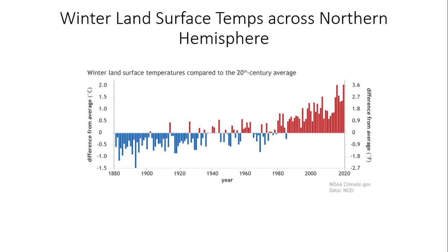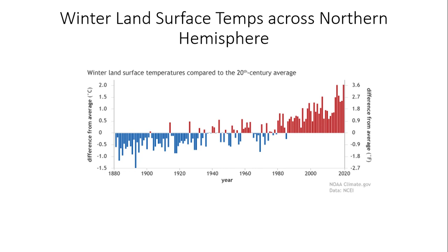Here's a look at the winter land surface temperatures across the entire Northern Hemisphere. So we're talking land. We're comparing this to the 20th century average, and this is in degrees. On the left, we have the difference from average in degrees Celsius on the vertical axis. The vertical axis on the right is the difference from average in degrees Fahrenheit. And so a lot of blue shadings there. This is going back to 1880.